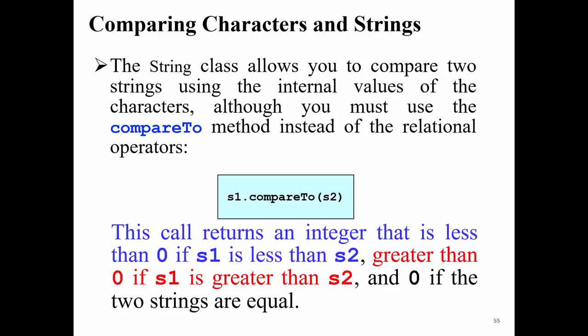So always look at who is calling compareTo. s1 is calling compareTo. So if s1 is greater than s2, I will have a positive value. If s1 is less than s2, I will have a negative value. And if s1 is equal to s2, I will have 0. Now the situation is reversed if s2.compareTo(s1): it will be the reverse of what we have on the slide.